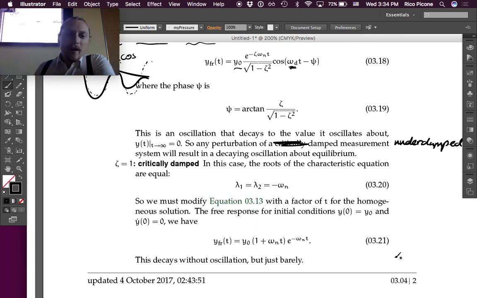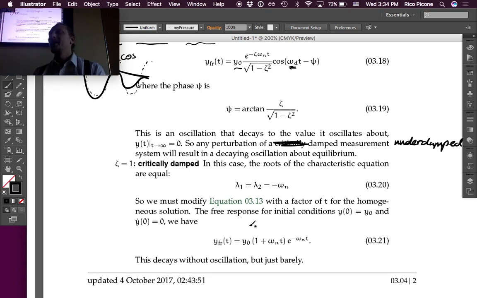Zeta equals 1 is the critically damped case. So in this case, the roots of the characteristic equation are equal to each other, and they're real. So we must modify equation 3.13 with a factor of t for the homogeneous solution. Do you guys remember that from differential equations, second order system? Repeated roots, you had to multiply by a factor of t for each term that is repeated.